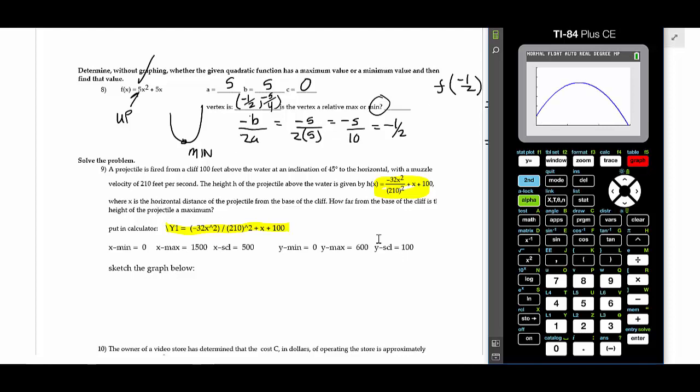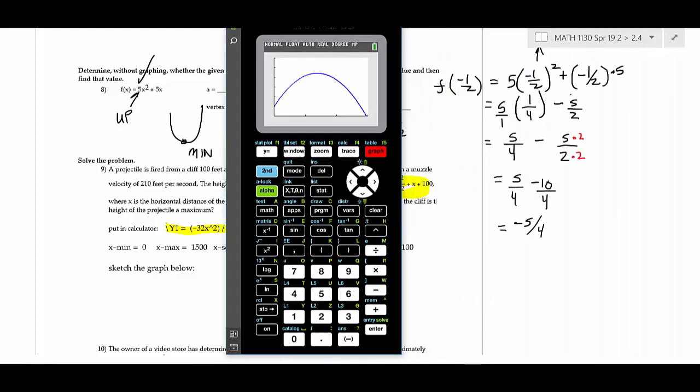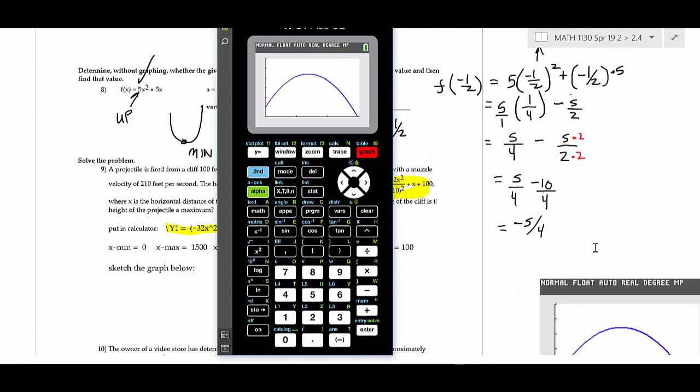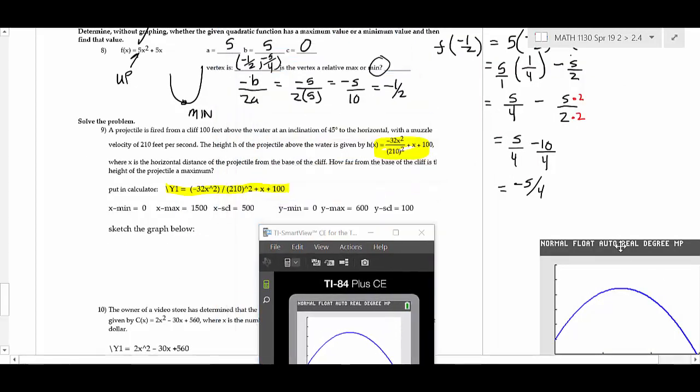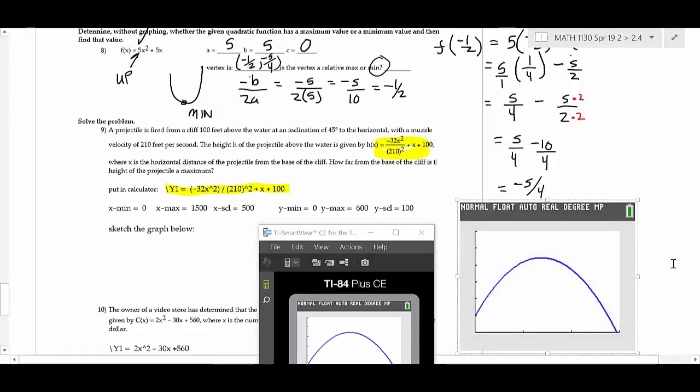The question says, how far from the base of the cliff is the height of the projectile a maximum? I'm going to move this little picture over here. You don't need to sketch this out unless you want to. This is your maximum right there. You could use negative b over 2a to find the max, but to me this is a technology problem. The question is how far this is from the base of the cliff. So all you've got to do is find the x value of the maximum, and that is the distance from the starting point. Does that make sense? Okay.